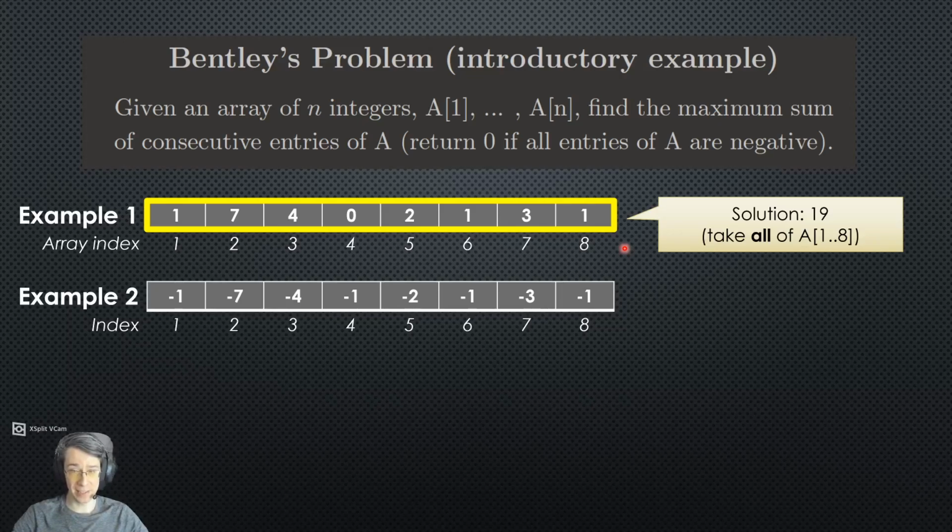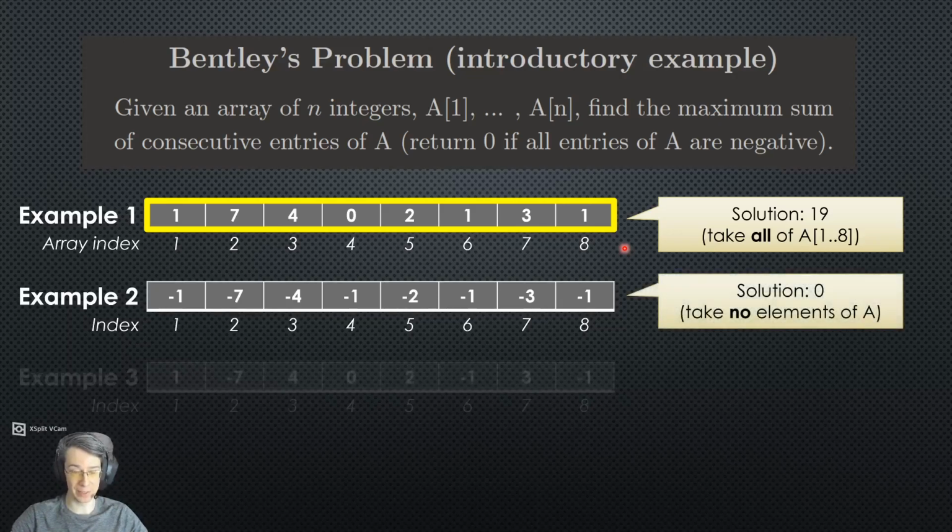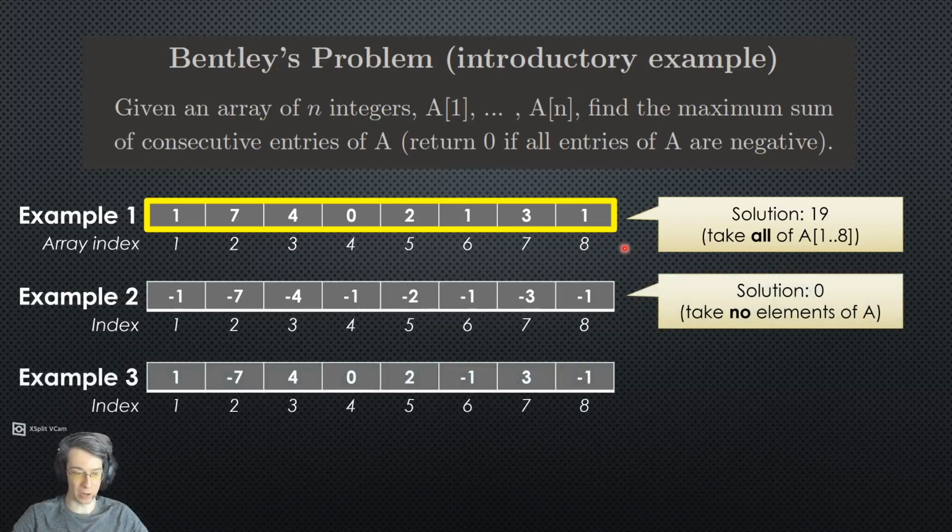Here's another example where all the entries are negative. And in this case, the maximum sum of consecutive entries is the sum of no entries at all. Just don't take any of them. The solution is 0.